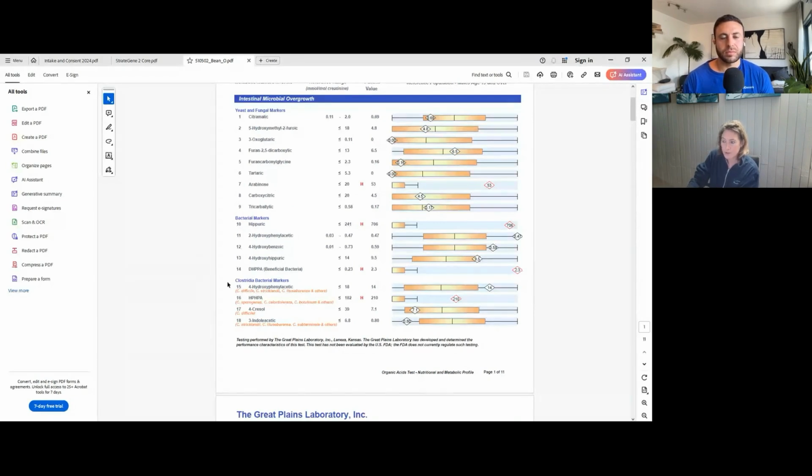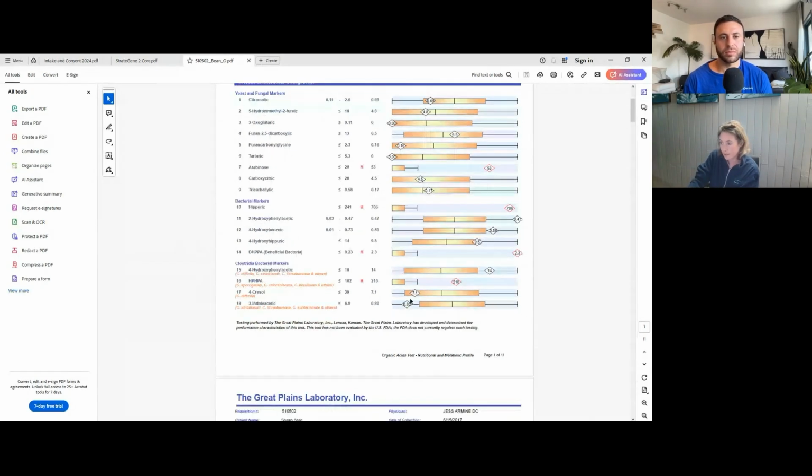The Clostridia markers are because of their ability to disrupt dopamine regulation, which then has consequences for a whole bunch of other things. So that definitely.